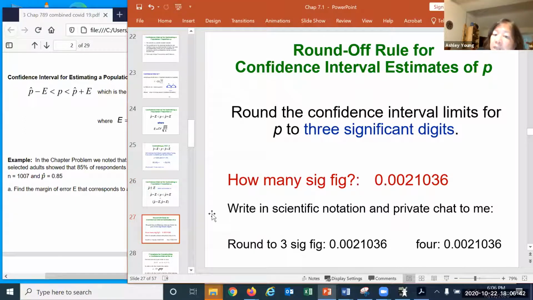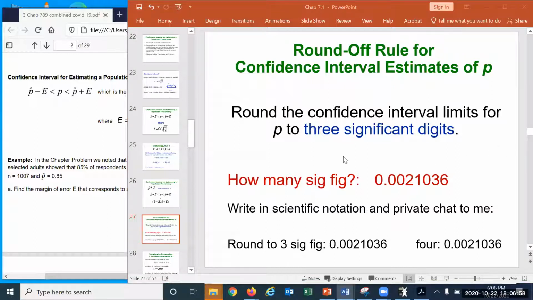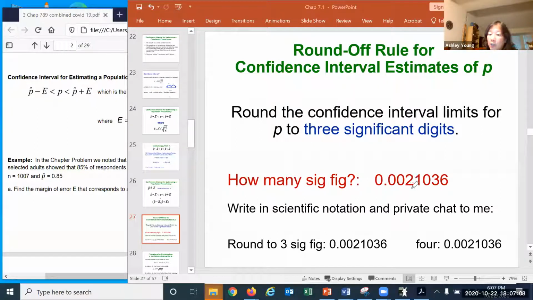Round-off rule for confidence interval estimates of P, round them to 3 sig figs. So take a look at this. How many sig figs is this? Anybody, everybody? How many sig figs is that? 5. Okay, so how do you get to that? You take the first non-zero and start counting from here. So this is going to be 1, 2, 3, 4, 5. This is 5.